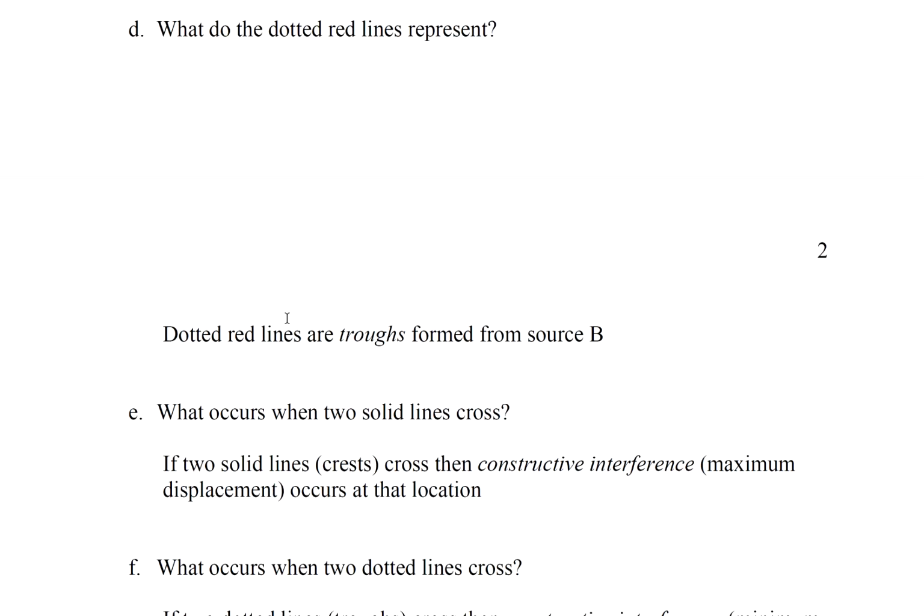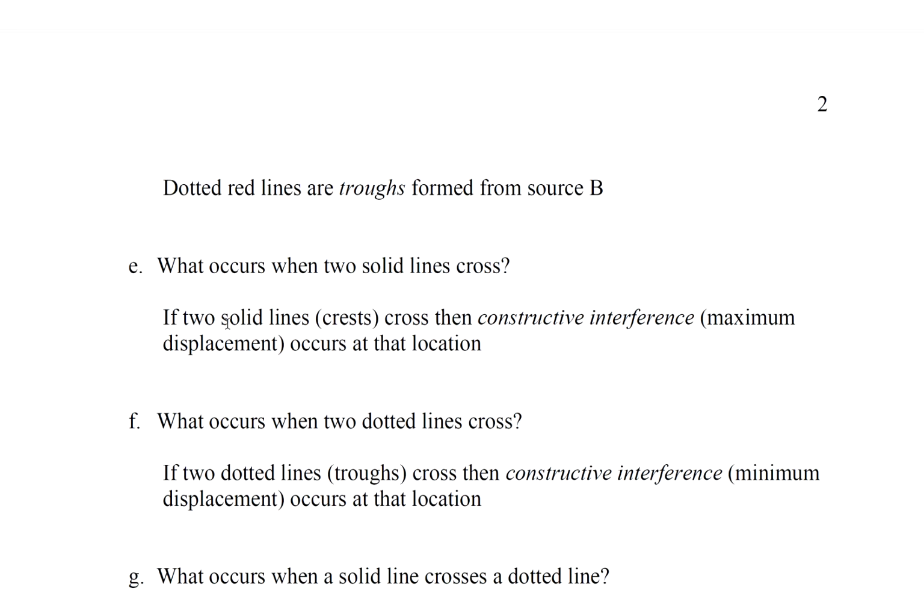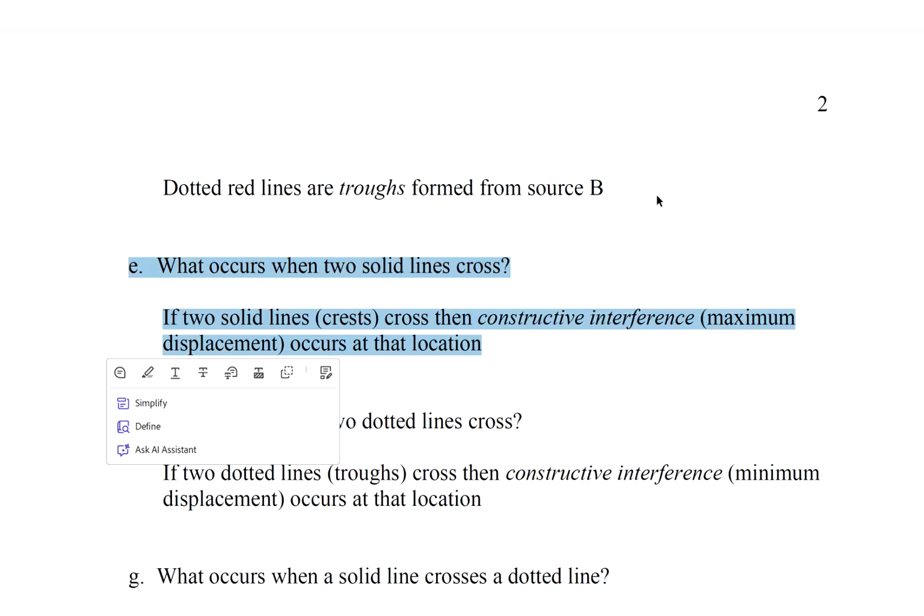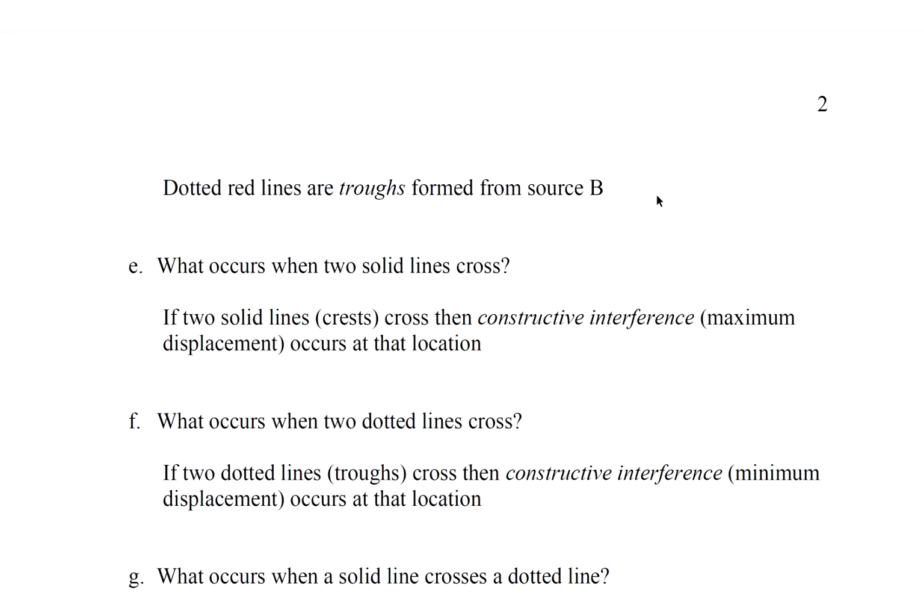So, part E, what occurs when two solid red lines cross? If two solid red lines cross, then constructive interference occurs at that location. So we have maximum displacement when two solid lines cross. It could be red, red, or blue, blue.